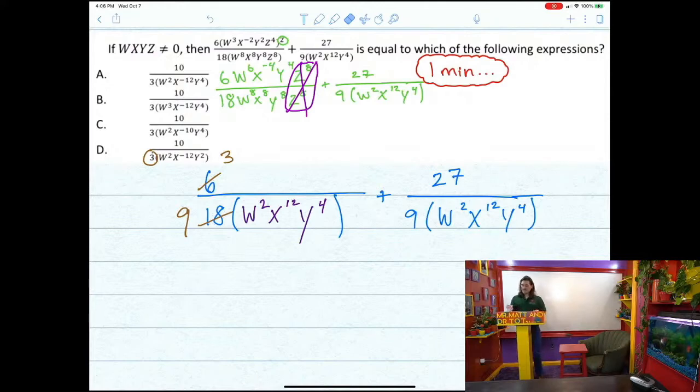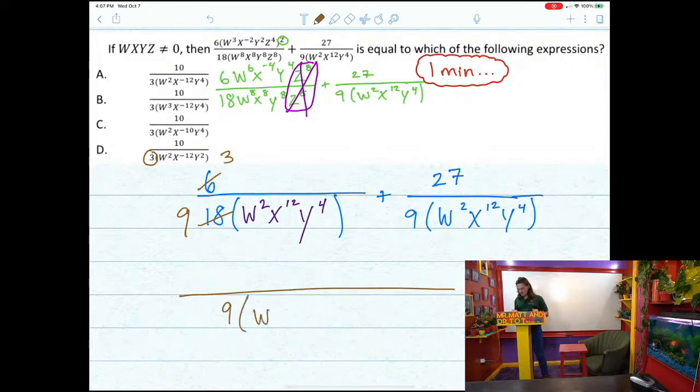Okay, so in order to add fractions, we need common denominators. We have common denominators now. So we keep the denominator, which is 9 times the quantity w squared, x to the 12th, y to the 4th, and we add the numerators. That's going to be 3 plus 27.